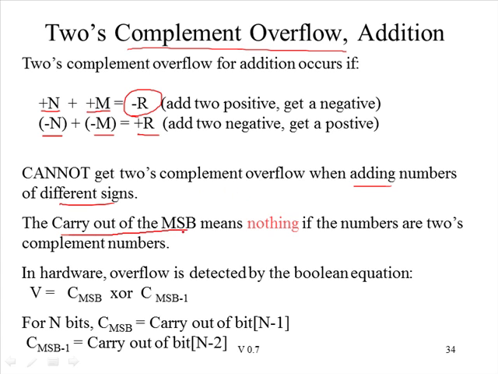Recall that the carry out of the most significant bit was actually an unsigned overflow indication. It does not mean that 2's complement overflow occurred. I need a new flag to indicate that 2's complement overflow occurred. You can build Boolean hardware that operates on this principle to detect overflow. Another way you can do it is to take the carry out of the most significant bit and exclusive OR with the carry into the most significant bit.